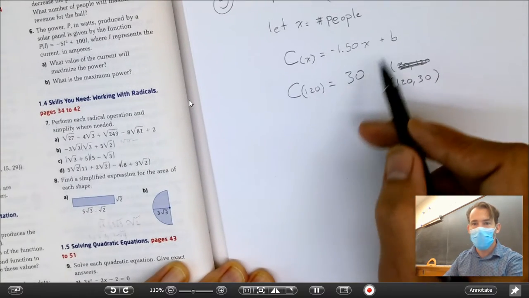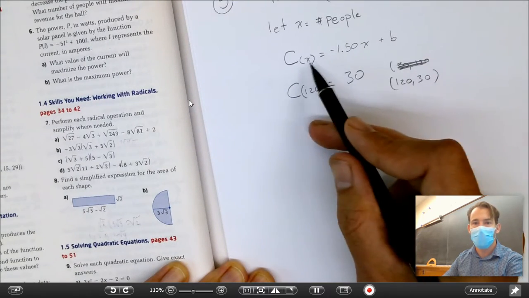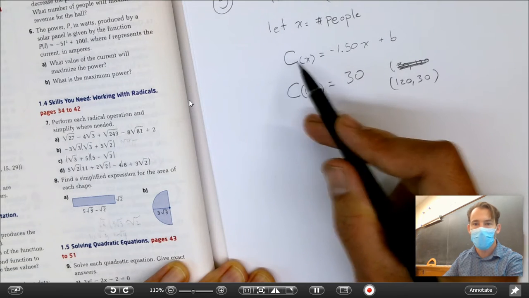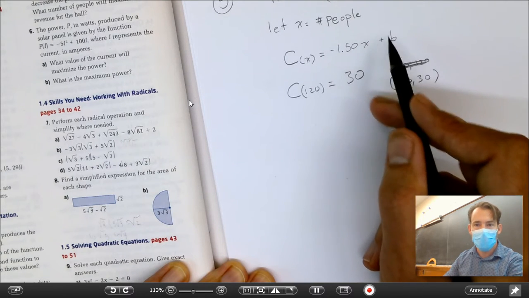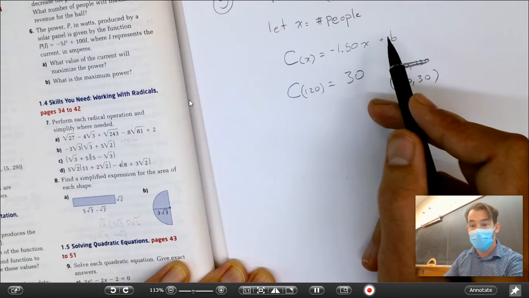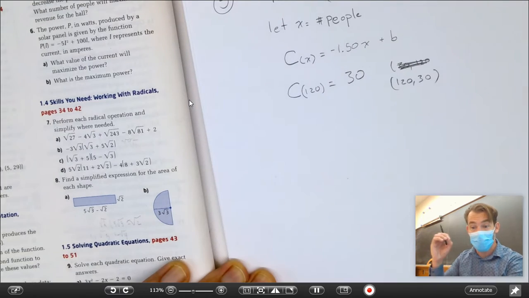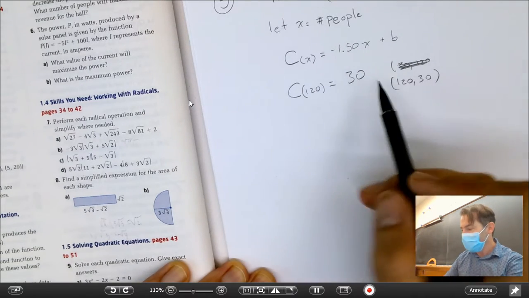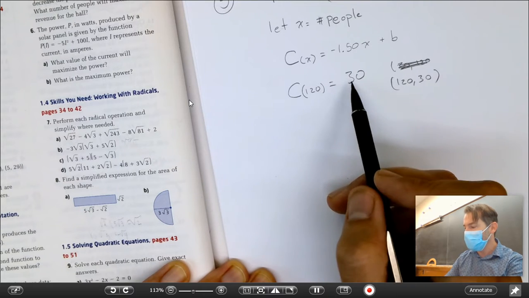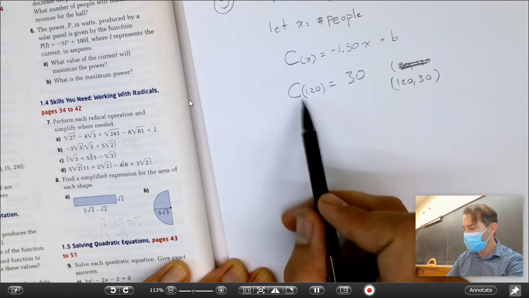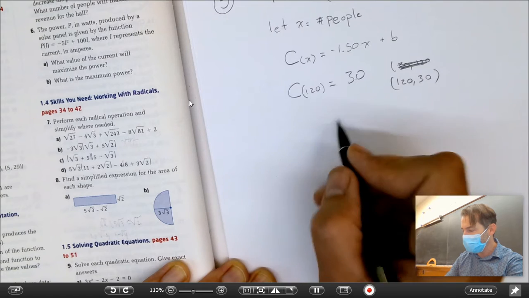Now I can use that point to solve for my b, because here I have too many unknowns. I don't know the value of the function, I don't know what input, and I don't know what this initial cost is. What's the cost per person when there's 0 people going? All right? But I can use this to find that. So let's do it this way. So C at 120 is equal to 30. So let's bring this down.